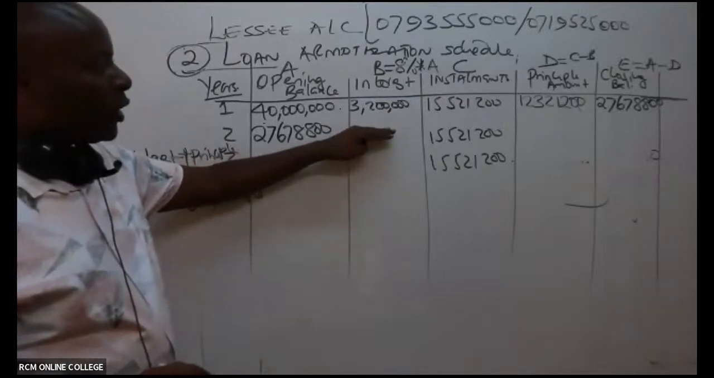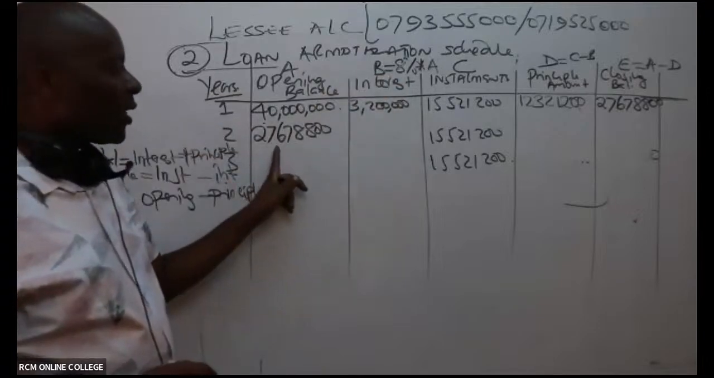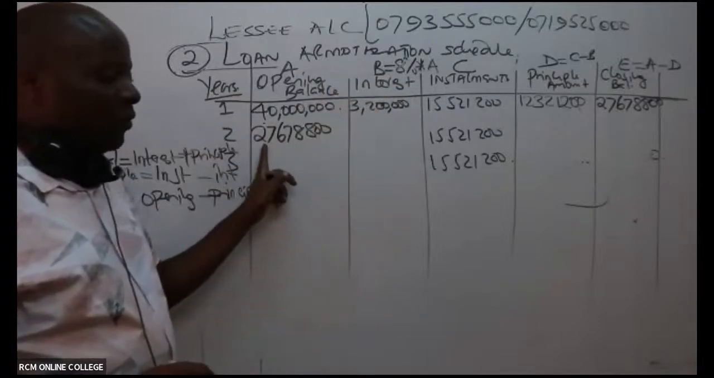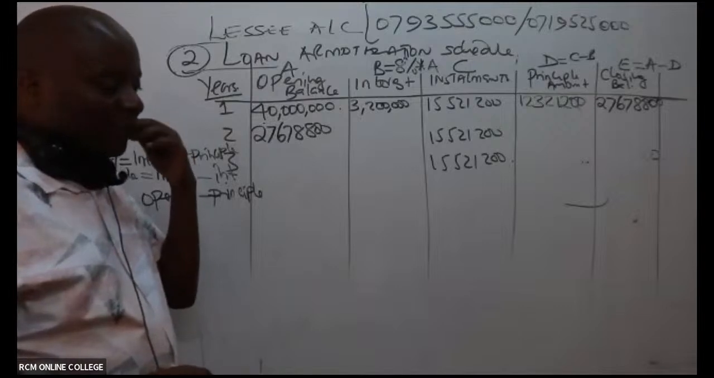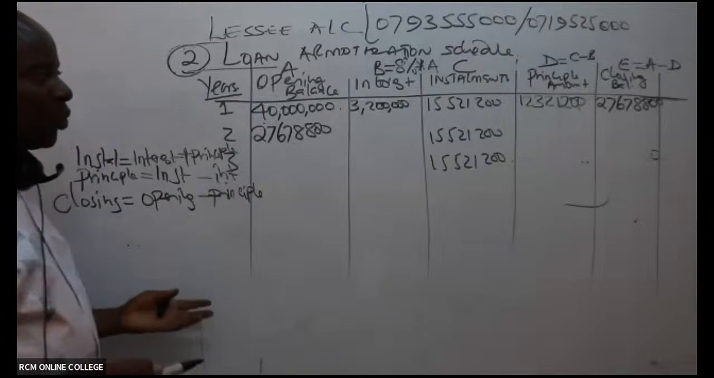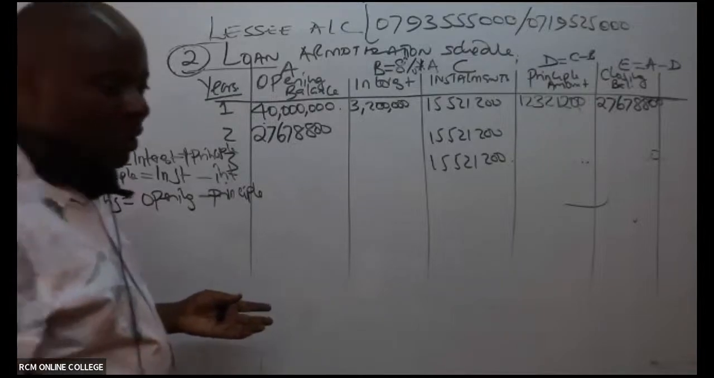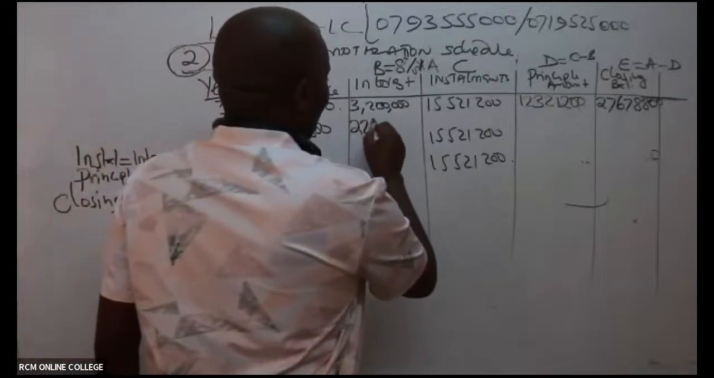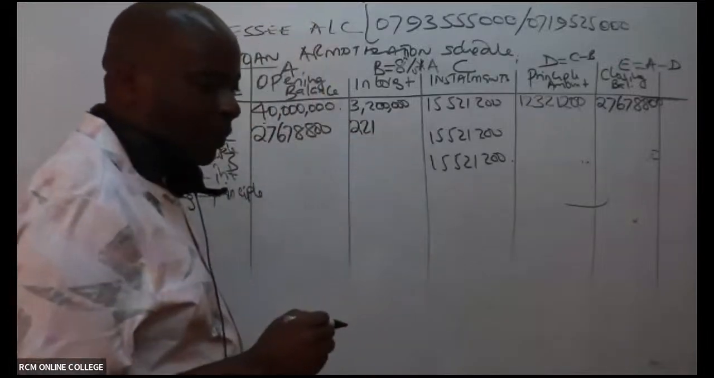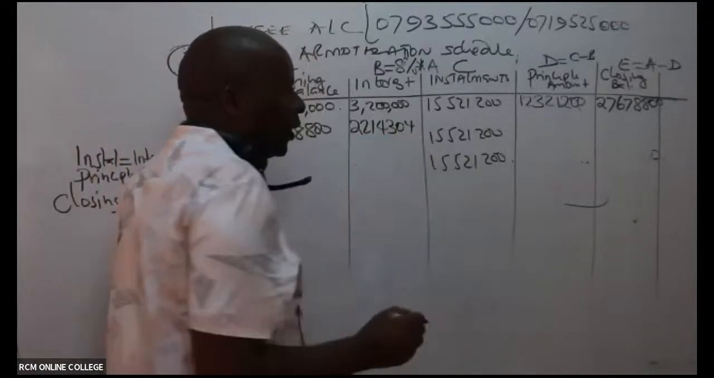So to get interest for year 2, you will take 8% times the figure that we have here. Is there somebody who can just give us this figure very fast? Because now we have 7 minutes only to go. So we have here 2,214,304. Thank you so much. I'm so happy that you guys are following.